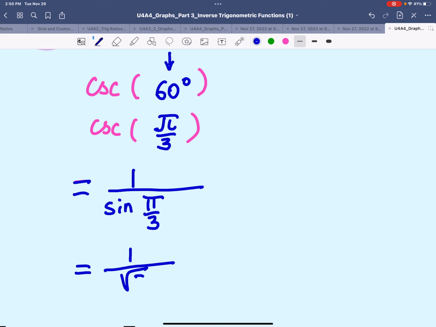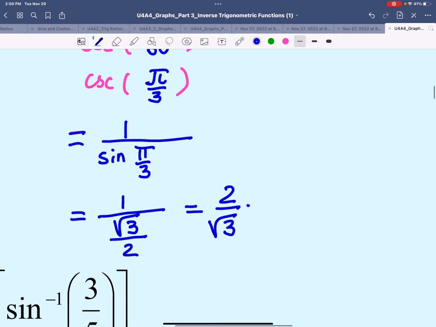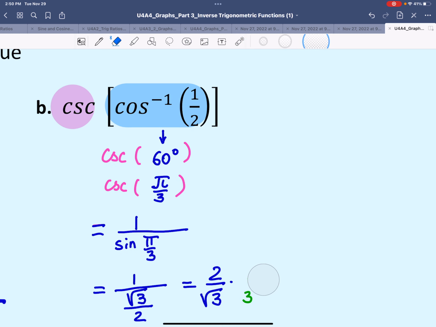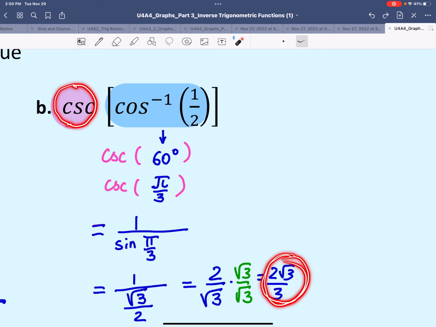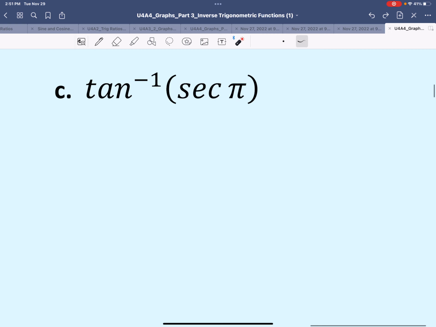Again, you can use the special triangles for it. So when you reciprocate root 3 over 2, we obtain 2 over square root of 3. In a more simplified form, you can multiply by root 3 over 3, and then you get 2 root 3 divided by 3. So check your answer if it makes sense or not. This is a ratio, and we expect to get a ratio because we are getting the cosecant ratio of this particular angle. So we are going to take a look at one more example.